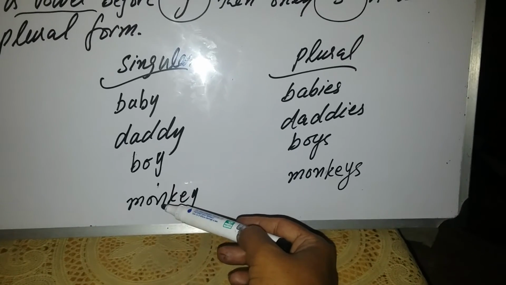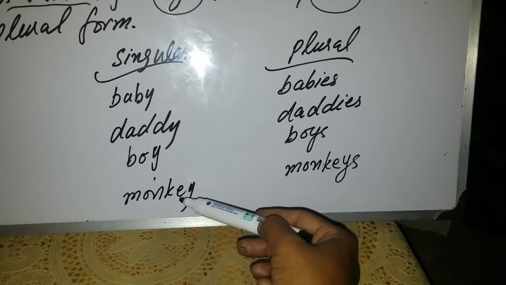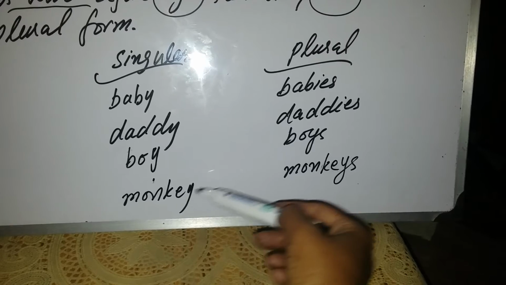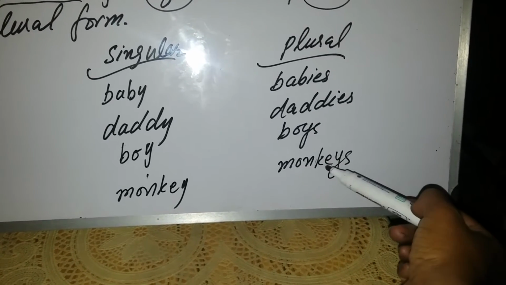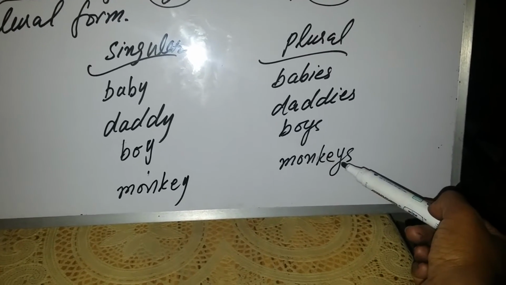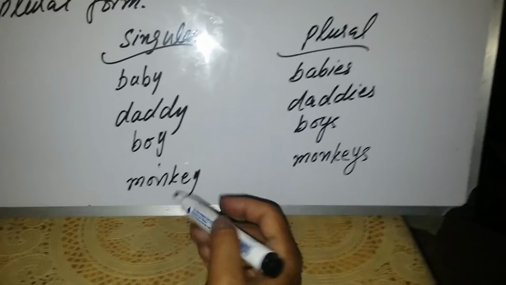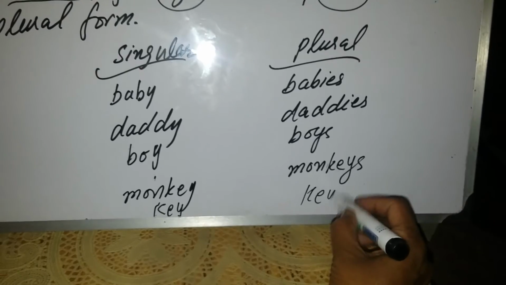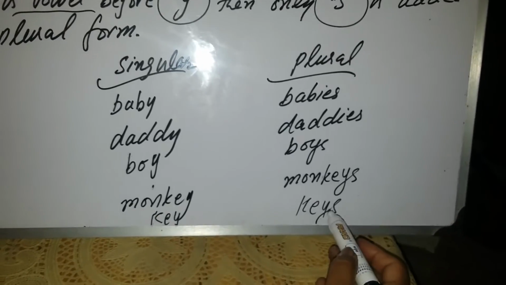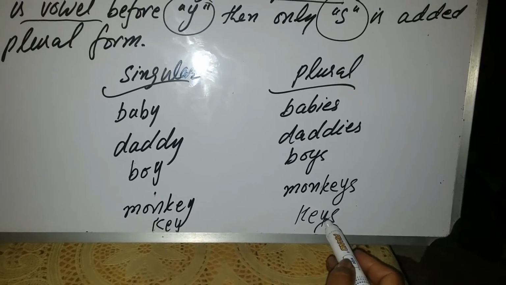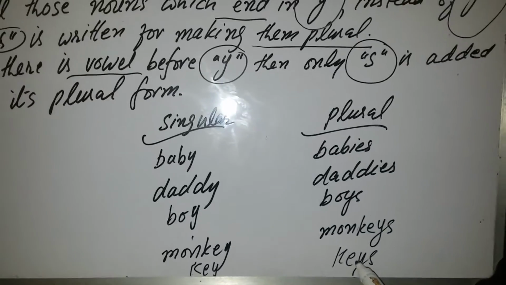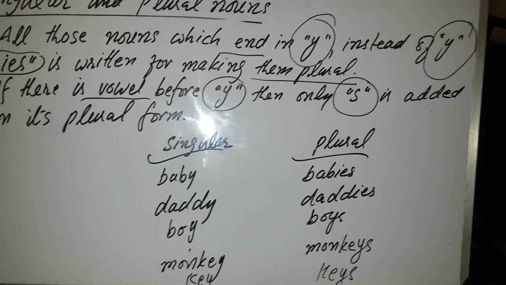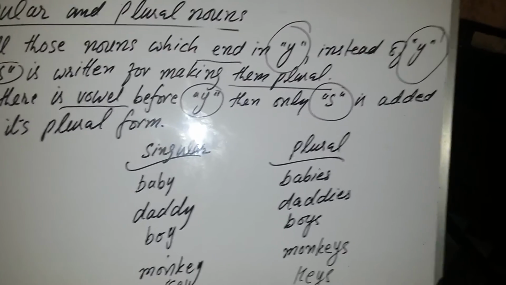Similarly, look at this one, monkey. E is written before y, that is a vowel, that's why you will just put s after it for converting it into plural. Similarly, if the word is key, you will just put s after it, keys, because a vowel is written before y. So this is the rule of converting singular into plural form.